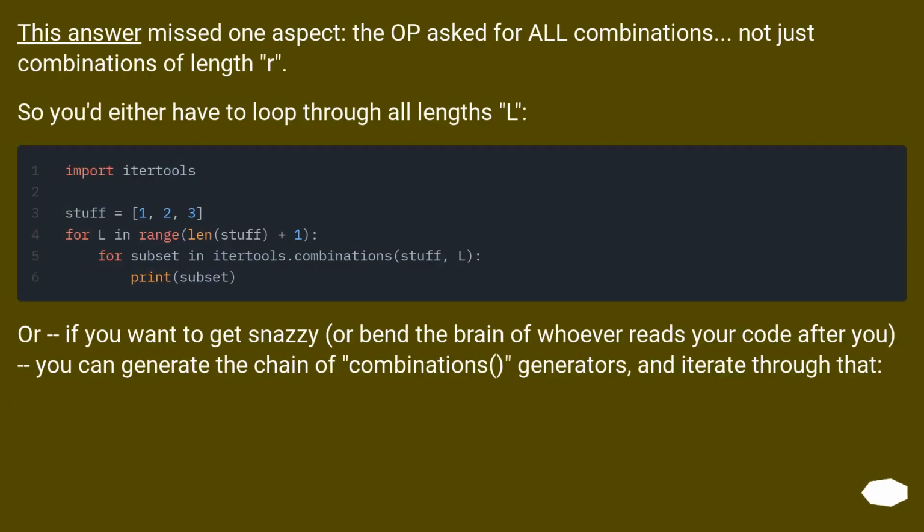This answer missed one aspect. The OP asked for all combinations, not just combinations of length r. So you'd either have to loop through all lengths L, or, if you want to get snazzy, or bend the brain of whoever reads your code after you, you can generate the chain of combinations generators, and iterate through that.